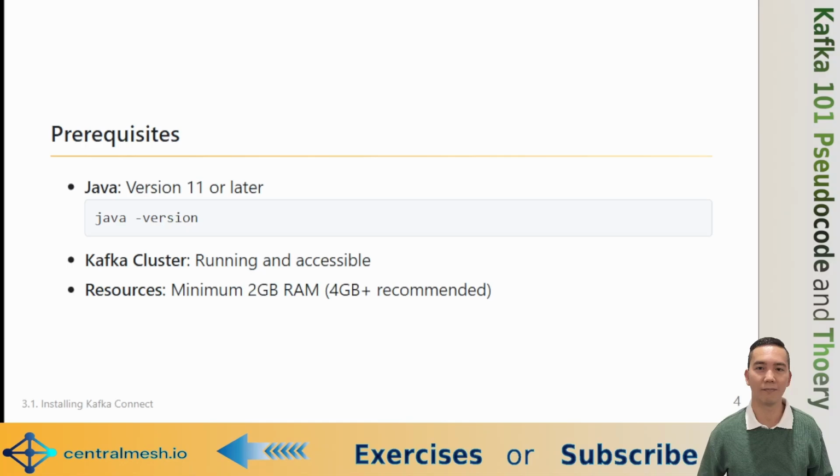First, Kafka Connect requires Java version 11 or later. You can confirm your Java installation by running the Java version command shown on the slide. Second, you will need access to a running Kafka cluster. Kafka Connect relies on Kafka for storing configuration information, connector status information, and offsets. Finally, make sure your system has adequate resources. While Kafka Connect can run with around 2 GB of memory, 4 GB or more is generally recommended, especially for production environments. As workloads increase, memory and CPU requirements will increase as well.